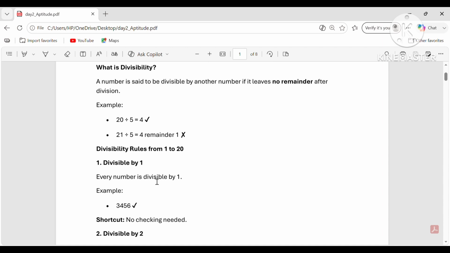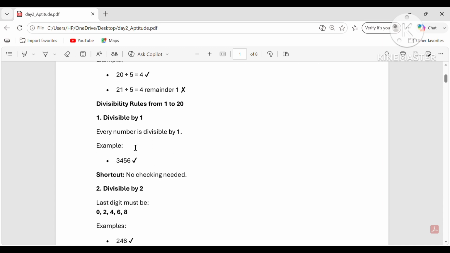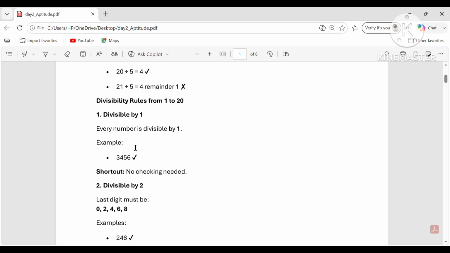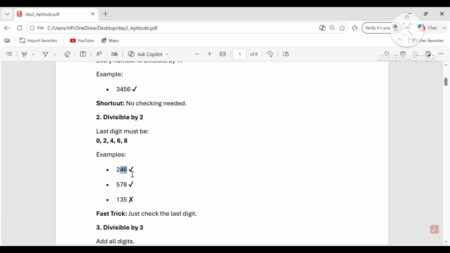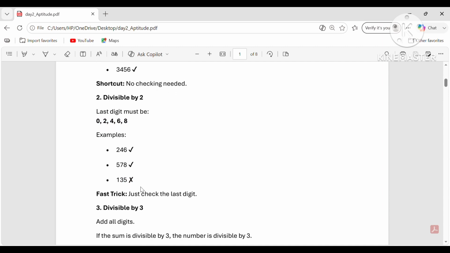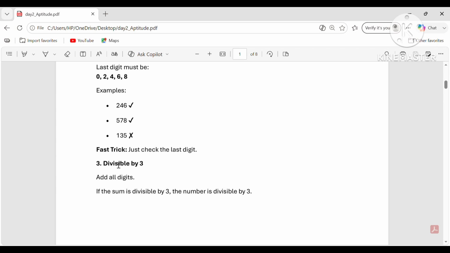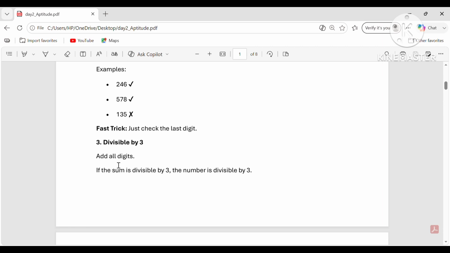Here we have 1 to 20 divisibility rules. Any number is divisible by 1, that's the easiest rule. For 2, check the last digit, like 0, 2, 4, 6, 8. For example, 685 is not divisible by 2. Why? Because it ends with 5, not these numbers. The fast trick is just check the last digit.